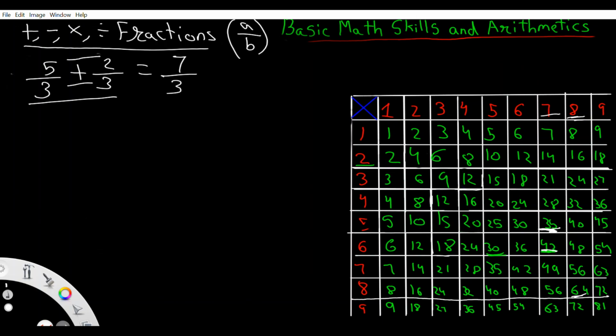Let's look at another example. If you have 6 over 10 and you add 4 over 10 to it, you add the numerators together to make it 10 over 10. And 10 over 10 is 1.